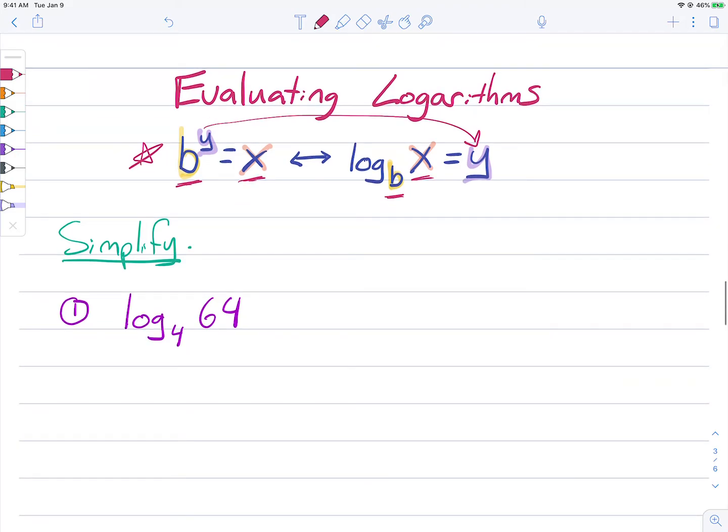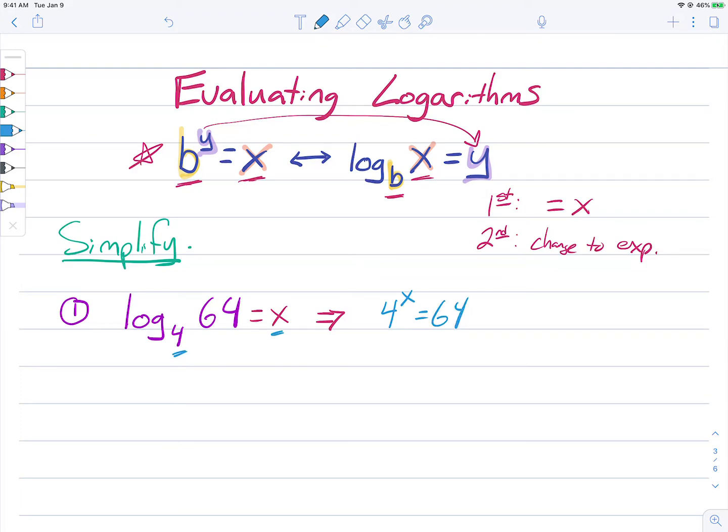So if you're trying to simplify something like log base 4 of 64, the first thing you're going to do is make it equal x. So I'm going to write equals x because I don't know what it equals. I don't have an answer. The second thing is I'm going to change to an exponential problem. So I'm going to rewrite this problem so it goes 4 to the x equals 64. So remember, 4 is our base, x is the exponent, and 64 is our answer.